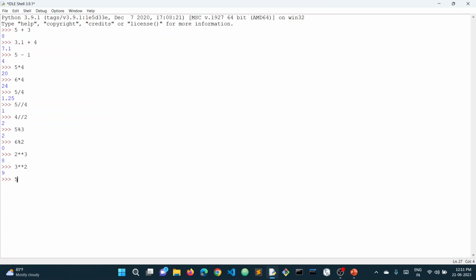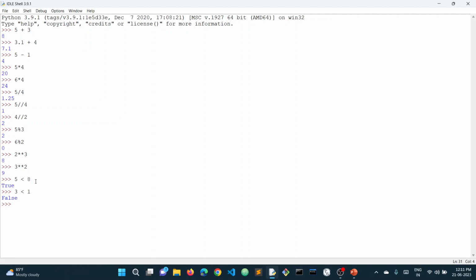For example, if I write 5 is less than 8, we know that this is a true statement, so it will give us true. From here we can see that we have compared 5 and 8, and it has given us true, saying that it is a true statement. Similarly, we can do 3 less than 1. Now this is a wrong statement as 3 is greater than 1, so it will give us false.